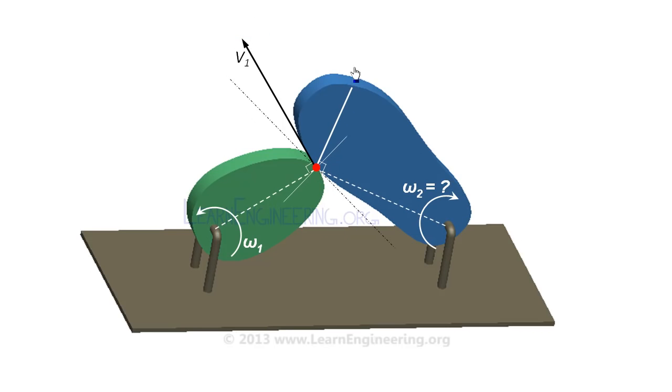Here second concept we learned comes to help. Since the links cannot penetrate, relative velocity should be perpendicular to common normal. So we can find out magnitude of v2, which will lead to link angular velocity.